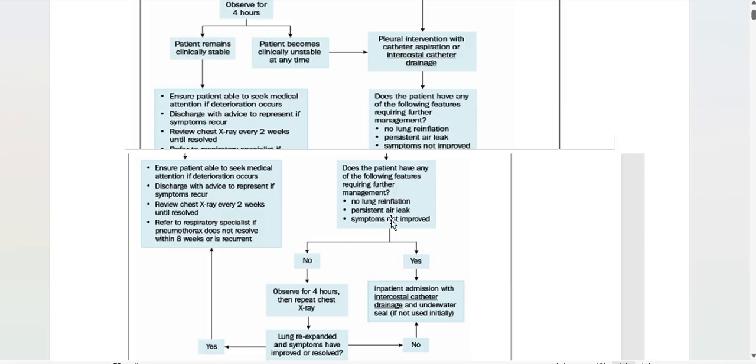If the patient doesn't have any of these symptoms, meaning the patient is stable, observe for 4 hours and repeat chest x-ray. Four hours, repeat chest x-ray. Are the lungs re-expanded and the symptoms improved or resolved? If yes, then we advise the patient accordingly, right? If no, then we have to refer the patient, right?